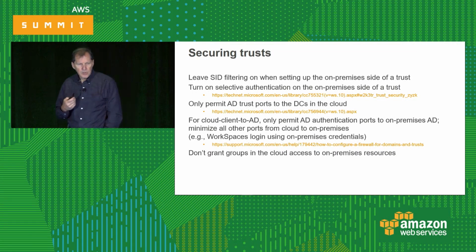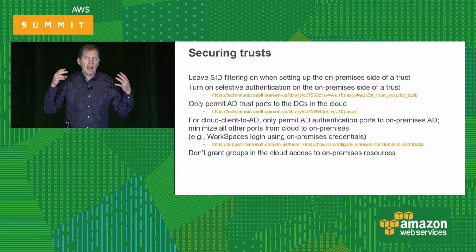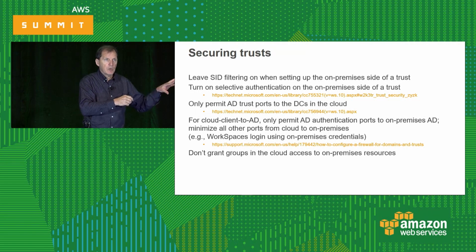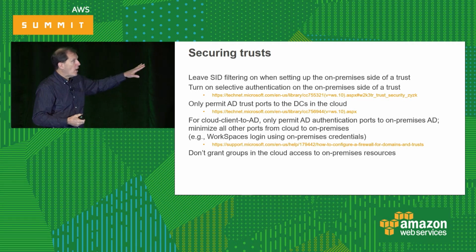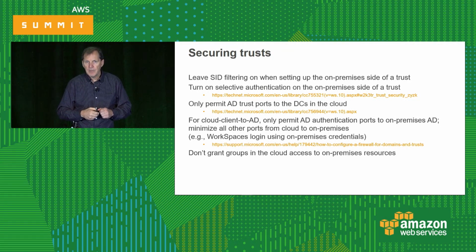And then the last thing is, don't grant groups in the cloud access to on-premises resources. That prevents any rogue people in the cloud from adding user accounts to a security group in the cloud and gaining access to on-premises resources. If you follow these things, then you can have a pretty secure environment with a two-way trust.